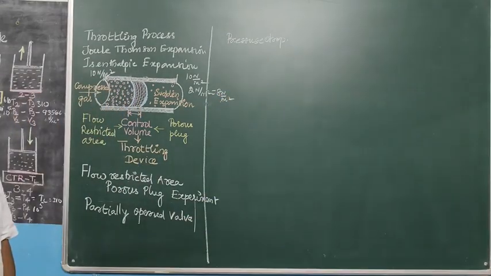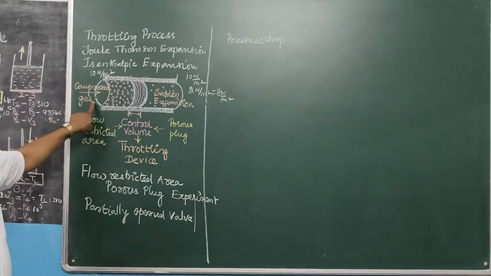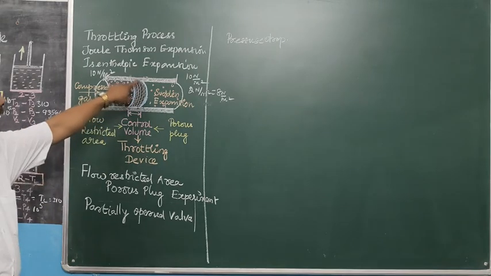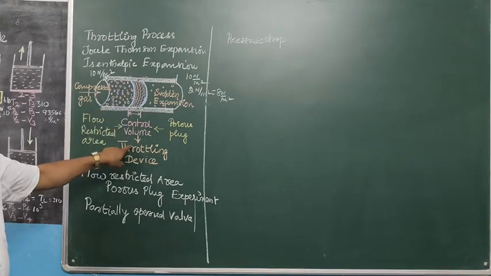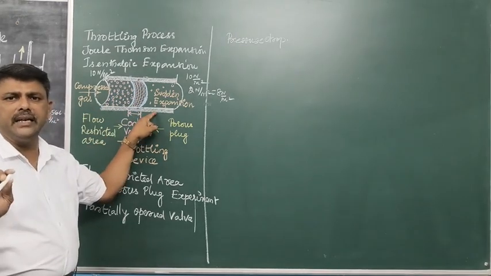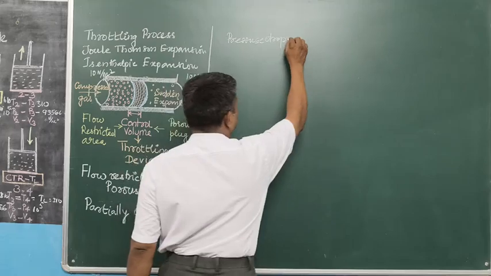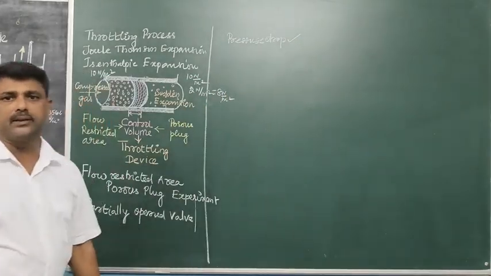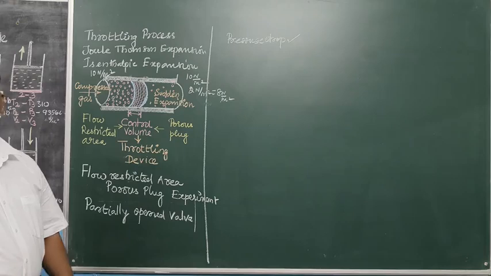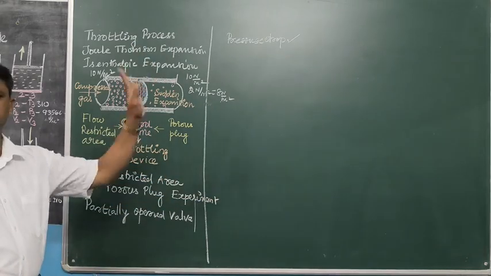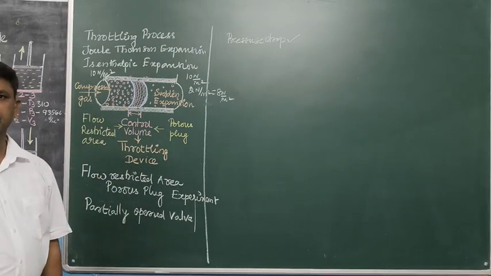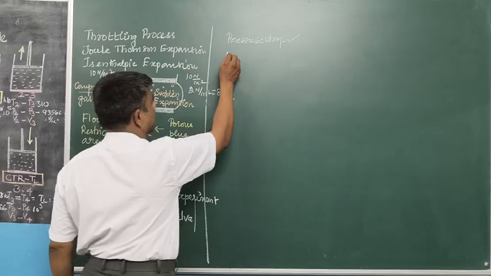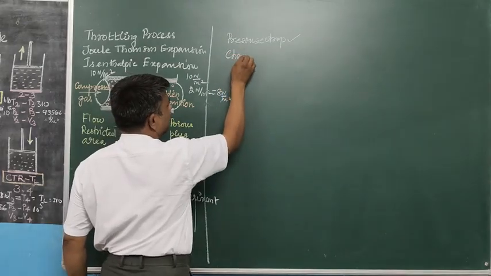What I am trying to say is, when a compressed gas is allowed to pass through a control volume or throttling device, it undergoes a significant pressure drop. Pressure loss will be significant. As a result, due to the decrease in pressure, the gas experiences a change in temperature. Second point, changes in temperature.